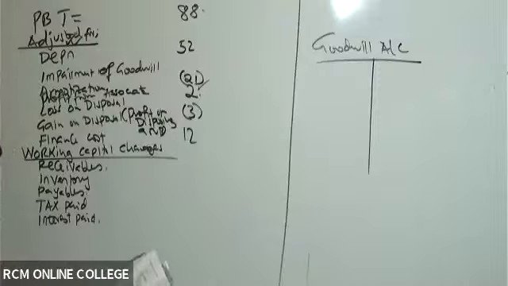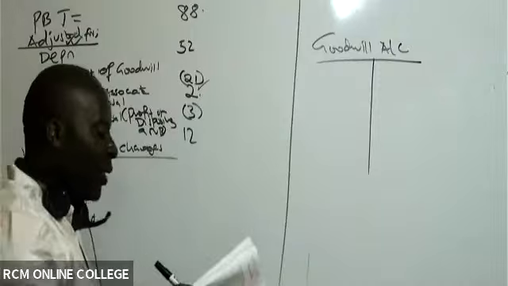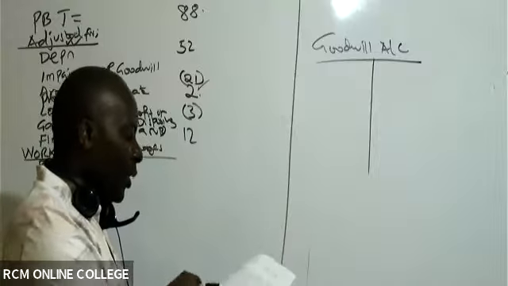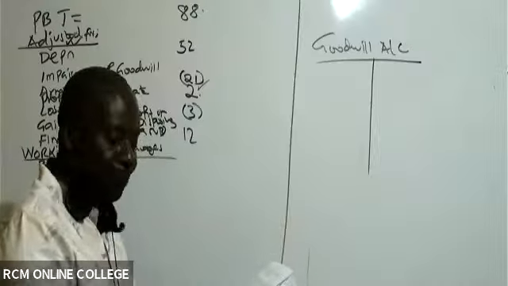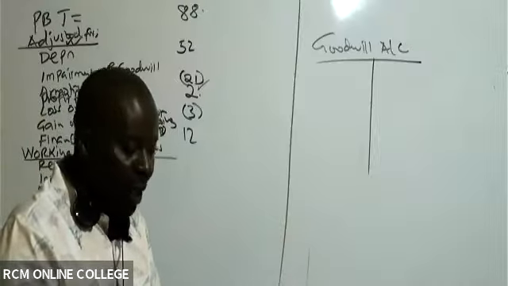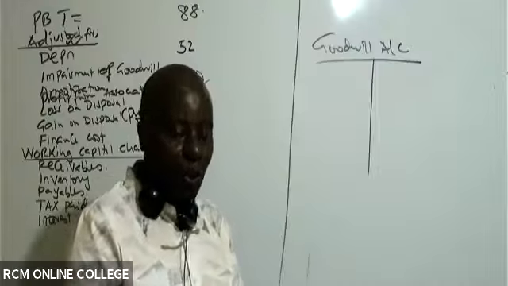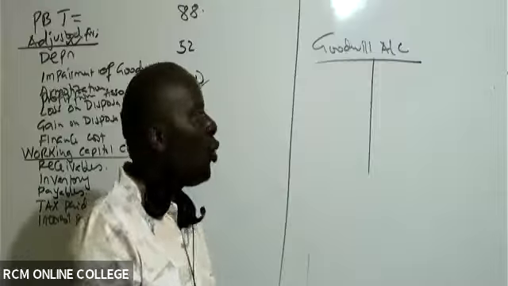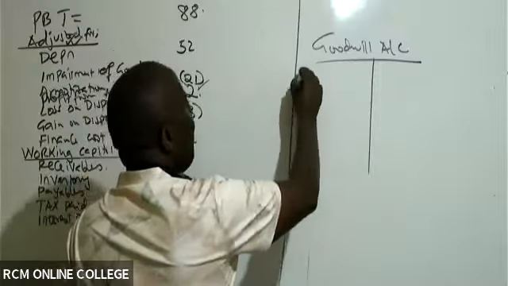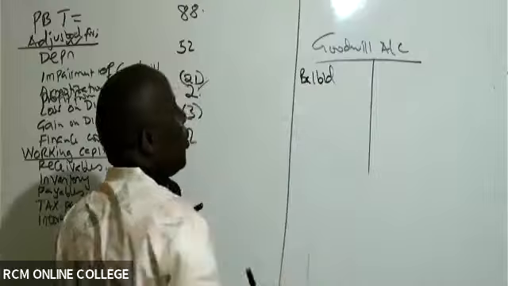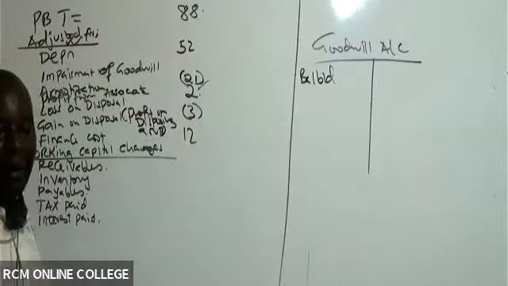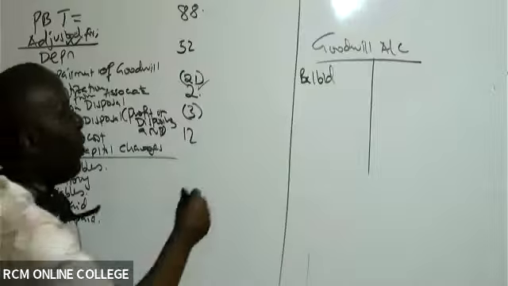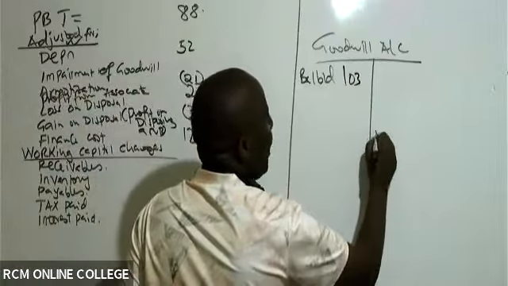So remember, goodwill is under non-current assets. Under non-current assets, is there somebody who is able to see goodwill? Remember, 2021 is the initial year given, so 2021 shall be our balance brought down. So goodwill balance brought down. How much do we have there for goodwill? I'm being given 103. This is balance brought down.